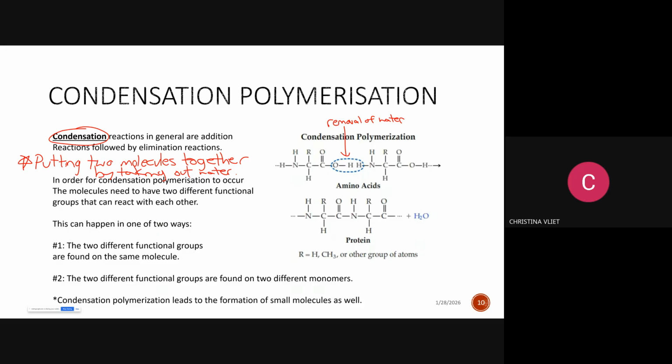So in order for condensation polymerization to occur, you need to have specific functional groups that can react with each other. Specifically functional groups that have either OH on them or COOH on them.